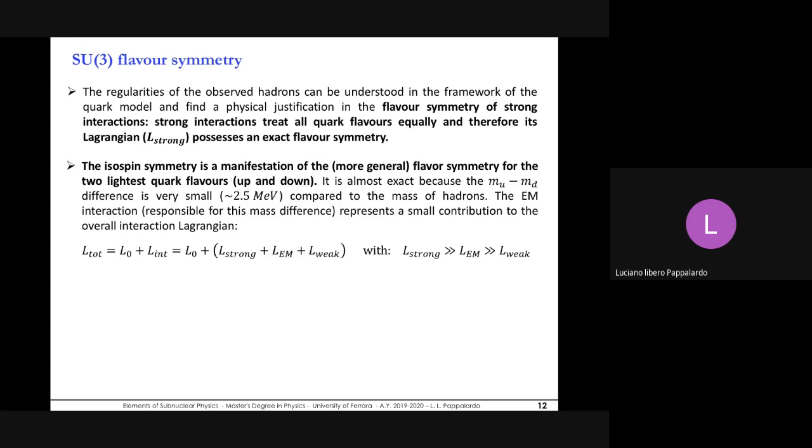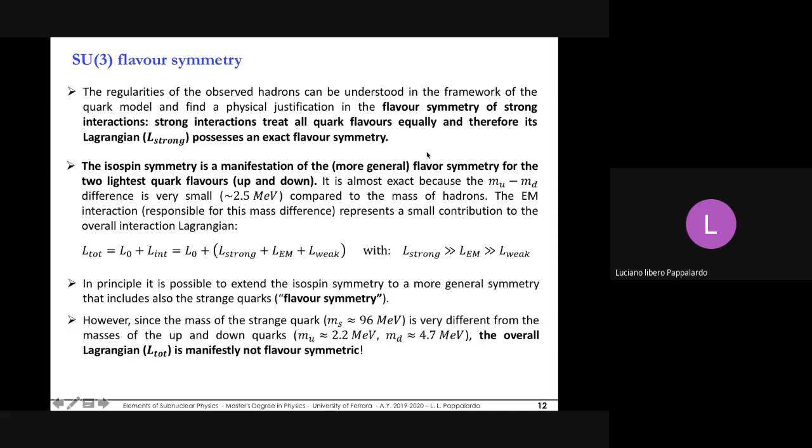Now, we've seen already the isospin symmetry, and the isospin symmetry is in fact a manifestation of a more general symmetry, the flavor symmetry, that generalizes the isospin symmetry that only applies to up and down quarks. In the case of isospin symmetry, this symmetry is almost exact because the difference in mass of the up and down quark is very small, and also the difference in mass between the proton and the neutron is small compared to the mass of hadrons. The electromagnetic interaction, which is the only one responsible for this mass difference, indeed represents a small contribution to the overall interaction Lagrangian. So we can split the total Lagrangian into, let's say, a free particle Lagrangian and an interaction term, which we can further split into the 3 elementary interactions. And as we know, the strong is strong, okay? It's much stronger than the electromagnetic and the weak, and this is the reason why the isospin symmetry is such a good symmetry, okay?